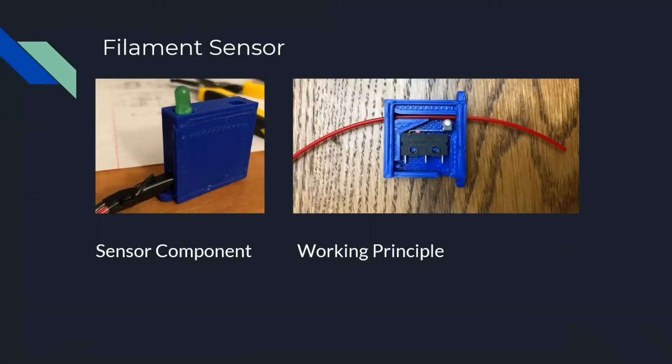Now, if you pull out the filament, the green light on the top, shown on the left figure, will actually illuminate because it allows the current to flow through the switch at that time.